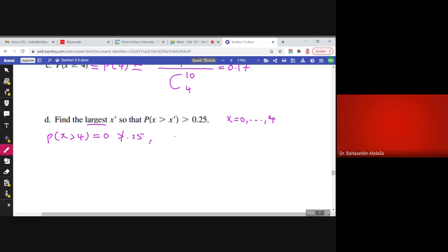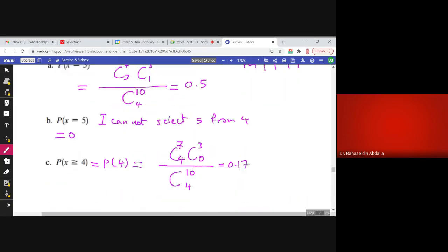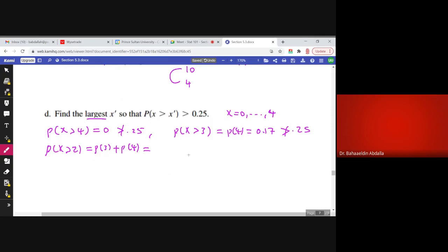All right. Let me try 3. The probability of x greater than 3 means the probability of 4 only. And the probability of 4 we have just found is 0.17. And 0.17 is not greater than 0.25. So 3 is not x prime. What about the probability of x greater than 2? Greater than 2 means the probability of 3 plus the probability of 4. We have seen that the probability of 3 is 0.5 and the probability of 4 is 0.17. So its probability is 0.67. And this is greater than 0.25.